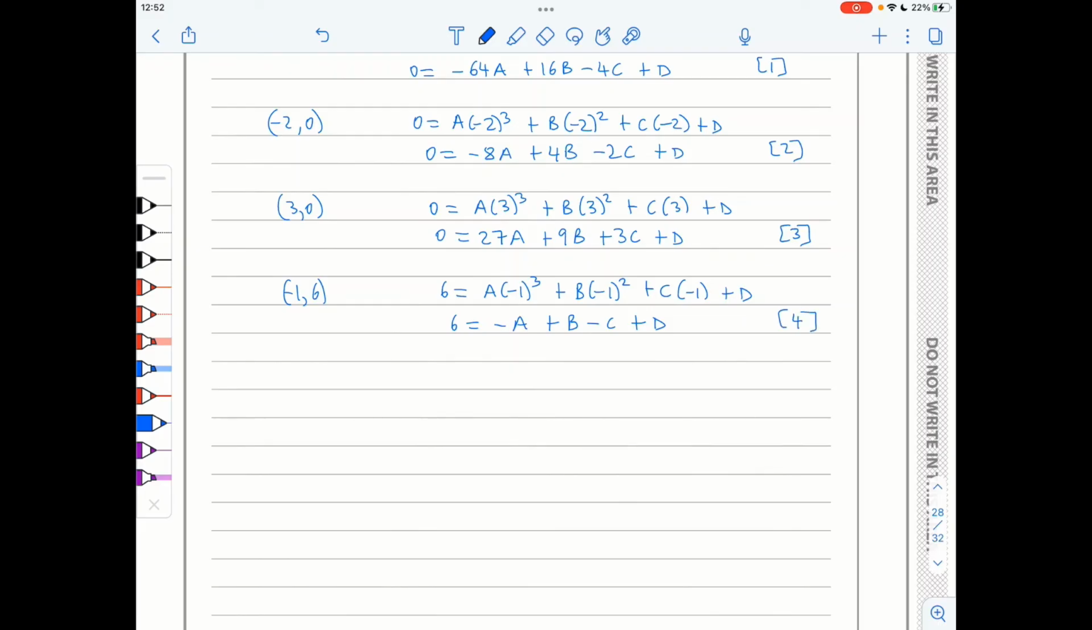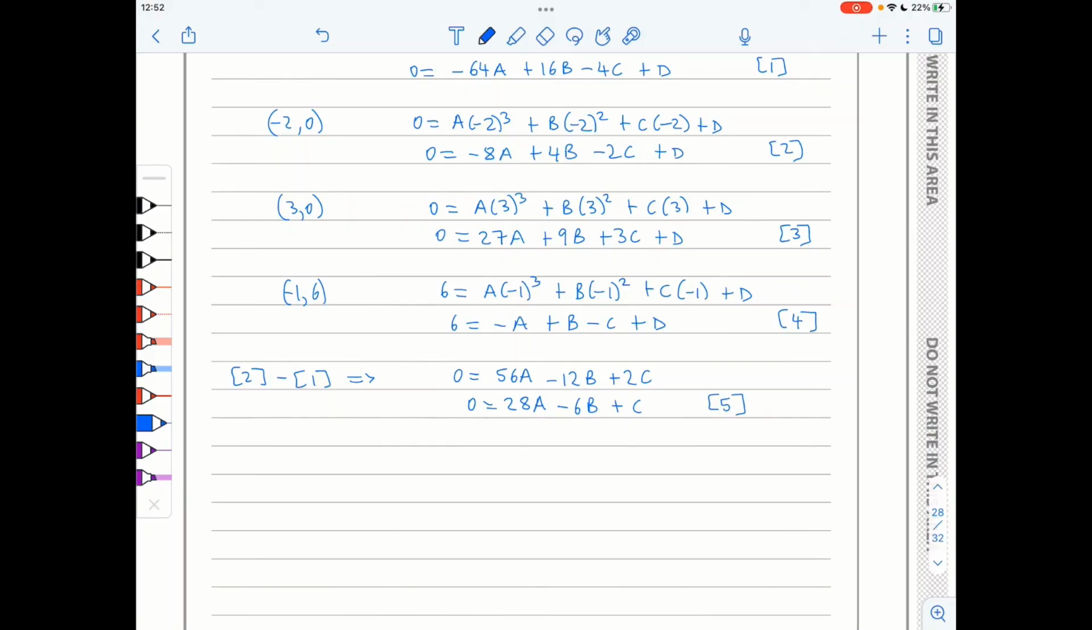Now, if I deduct 1 from 2, so if I do 2 minus 1, I see that I get 0 is 56a minus 12b plus 2c. What I'm dealing with here is a system of 4 simultaneous equations in 4 unknowns. So I get that 0 is 28a minus 6b plus c, and I will call this equation 5.